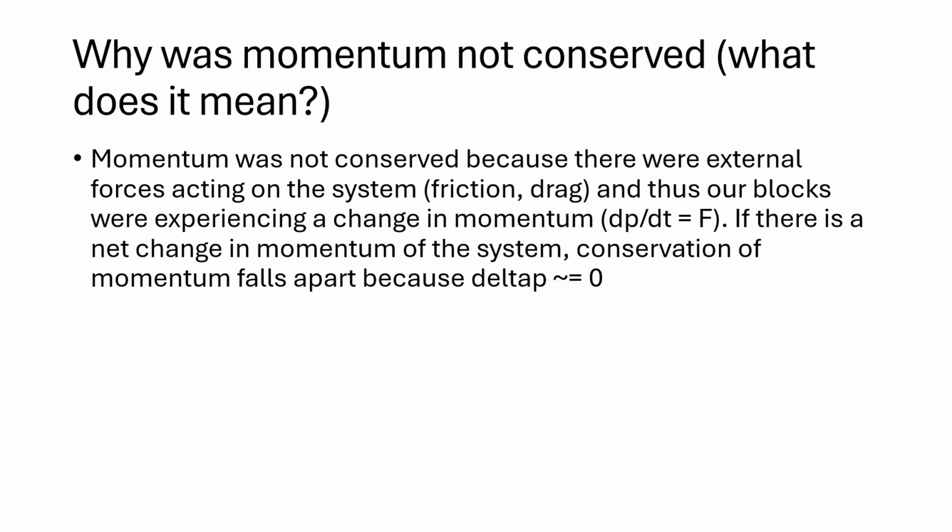Discussion. Why was momentum not conserved, and what does it mean? Momentum was not conserved because there was an external force acting on the system, friction or drag, and thus our blocks were experiencing a net change in momentum.